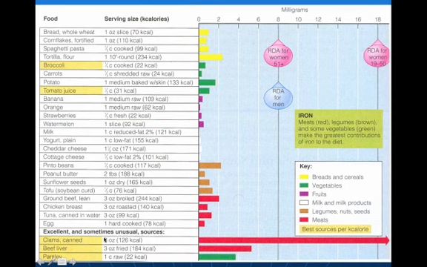Then we have some kind of unusual sources, canned clams. I'm not sure if anyone eats those. Beef liver and then parsley. Wow, a cup of raw parsley. So eat your garnish, I guess.